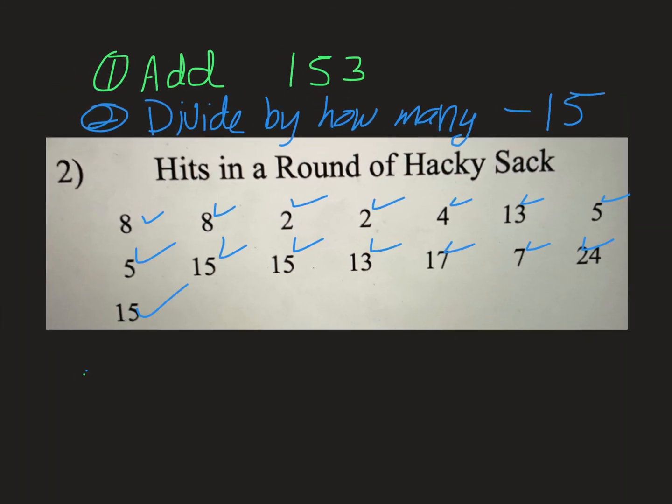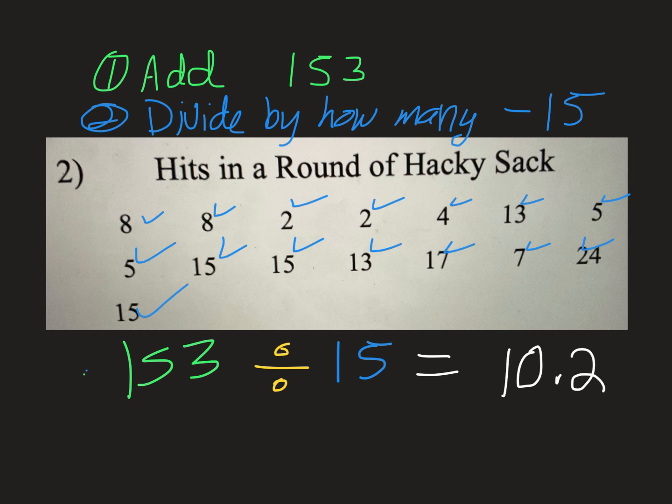So we're going to take that 153 and we're going to divide it by 15. And when I do that, I got 10.2. And the direction said to round to 1 decimal place, so I've got exactly the right amount.